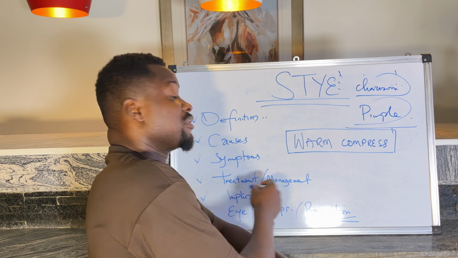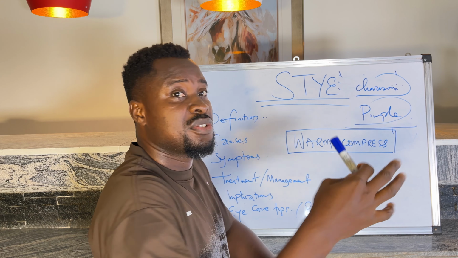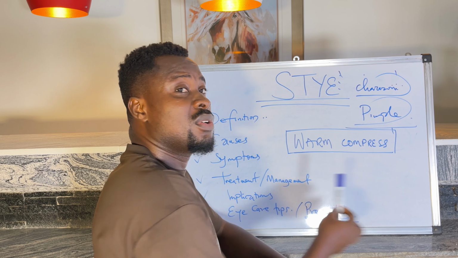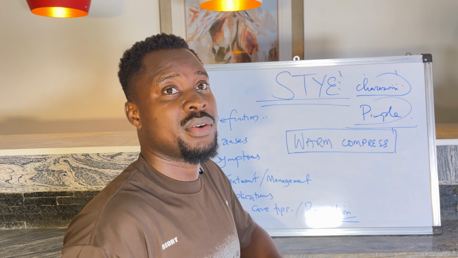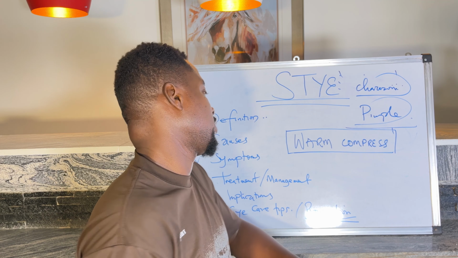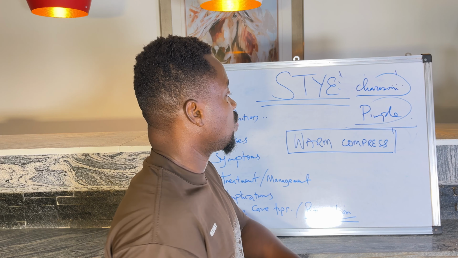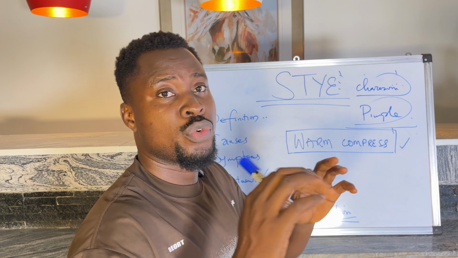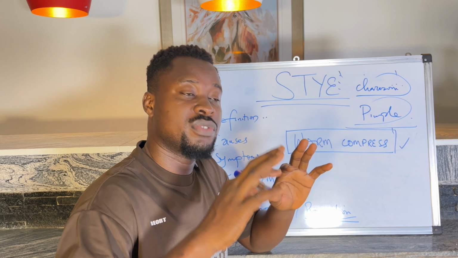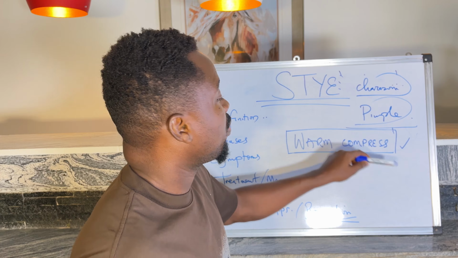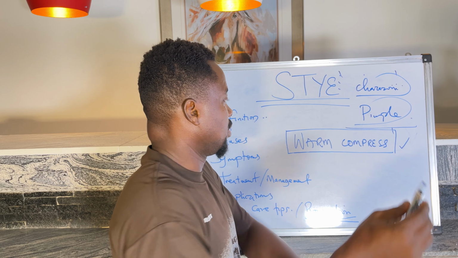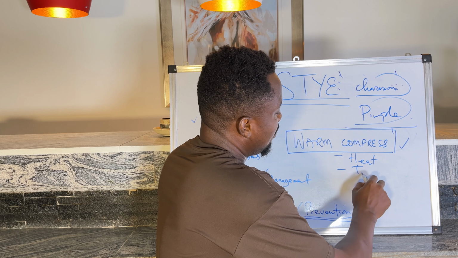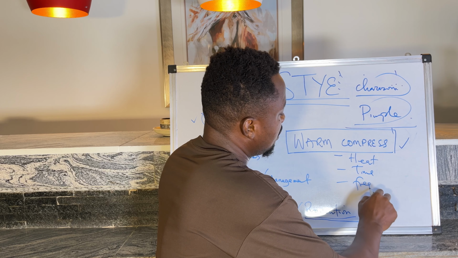Talking about treatment of stye, I made mention of the use of antibiotics after you must have consulted your eye doctor. There is also another way, a more natural way, which is probably the best natural way to treat a stye, which is what we call a warm compress. This is the best way. If you know how to do it, you will get the best result. When we talk about a warm compress, you have to bear in mind three things: heat, time, and frequency.